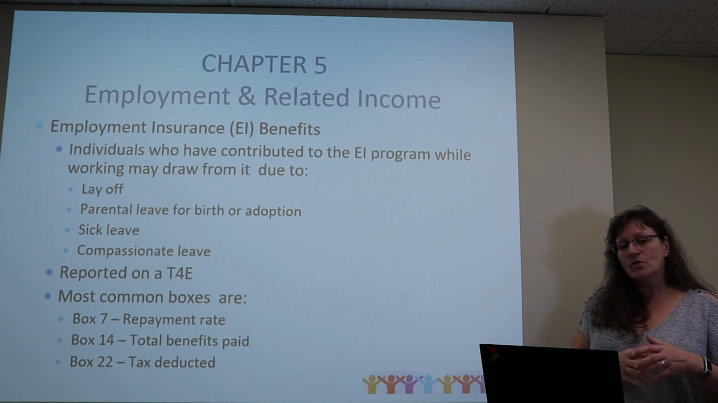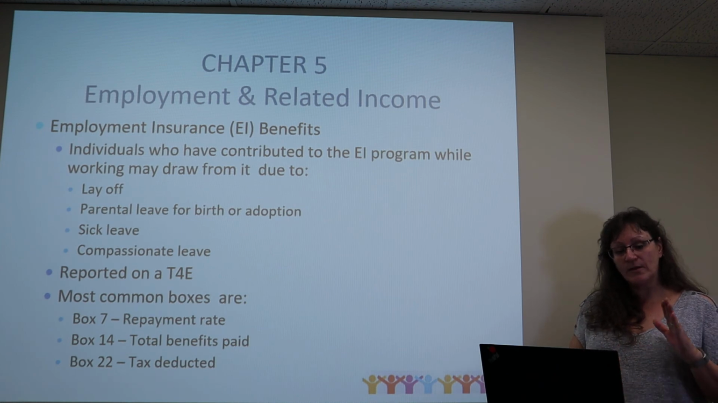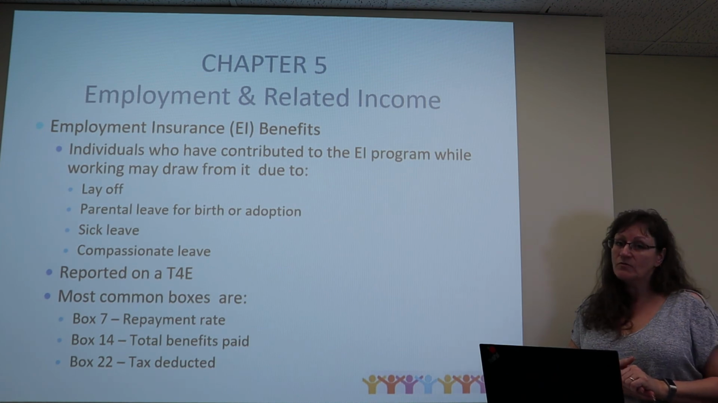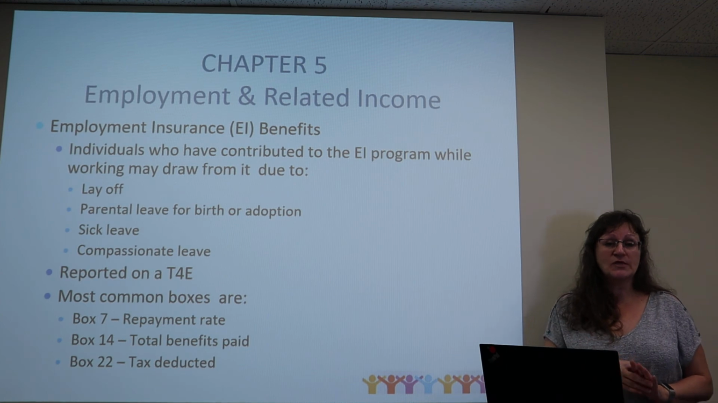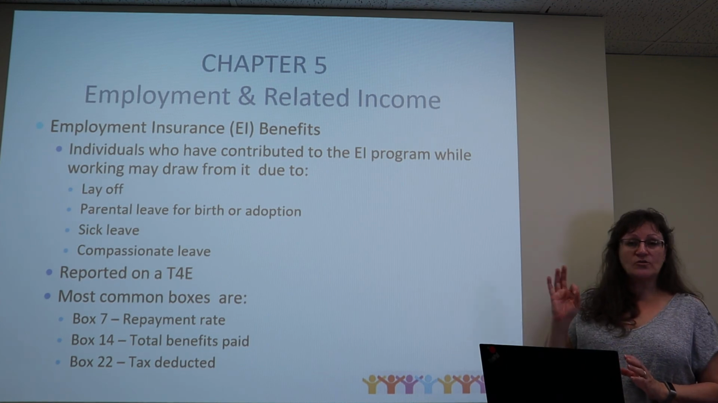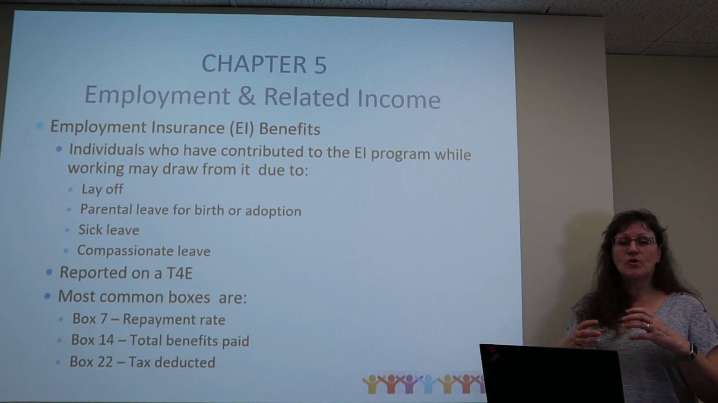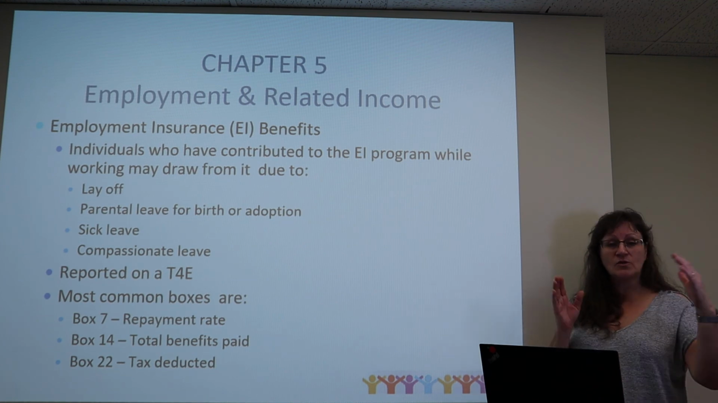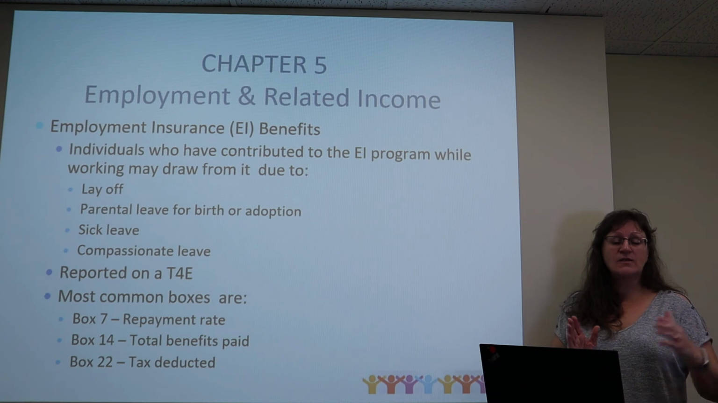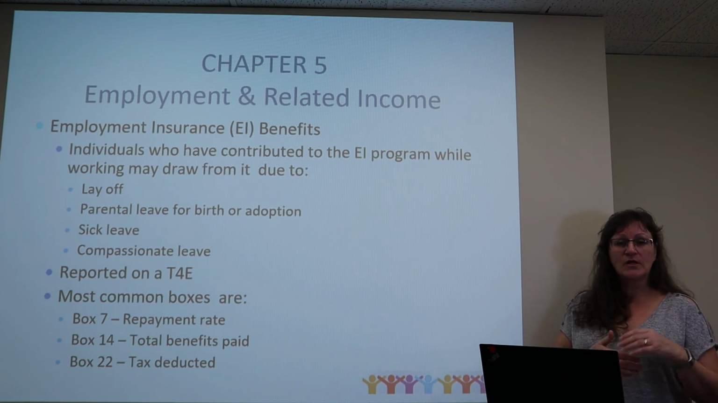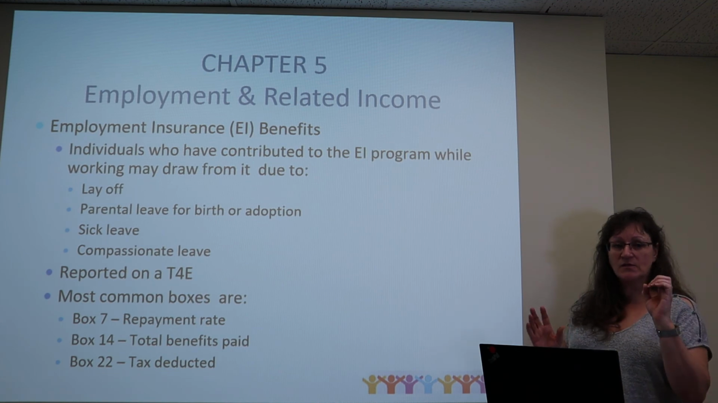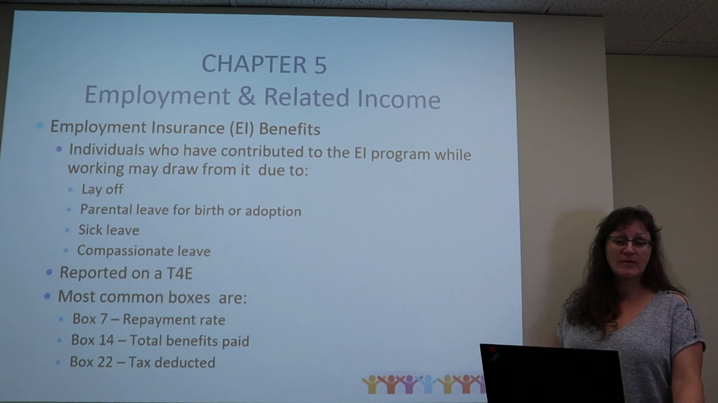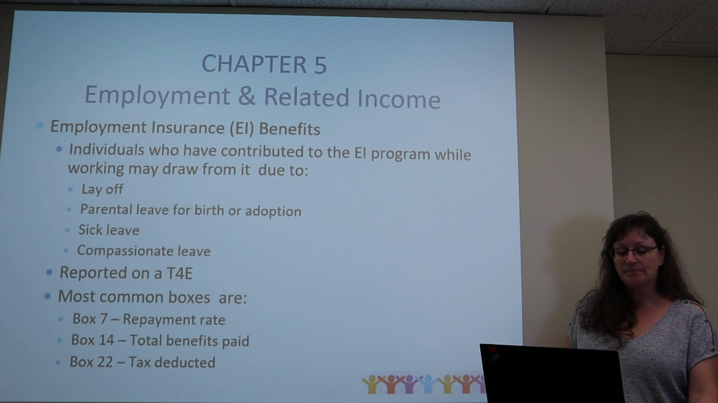So the most common boxes we will see filled out on a T4E is going to be box 7, which is a repayment rate. It's either 0 or 30%. What governs which rate it is really whether or not benefits have been used from that program within a certain time frame already, and this is a second or a third draw from the EI program within a certain window. It's a 0 if nothing has been withdrawn from that program within a certain time frame.